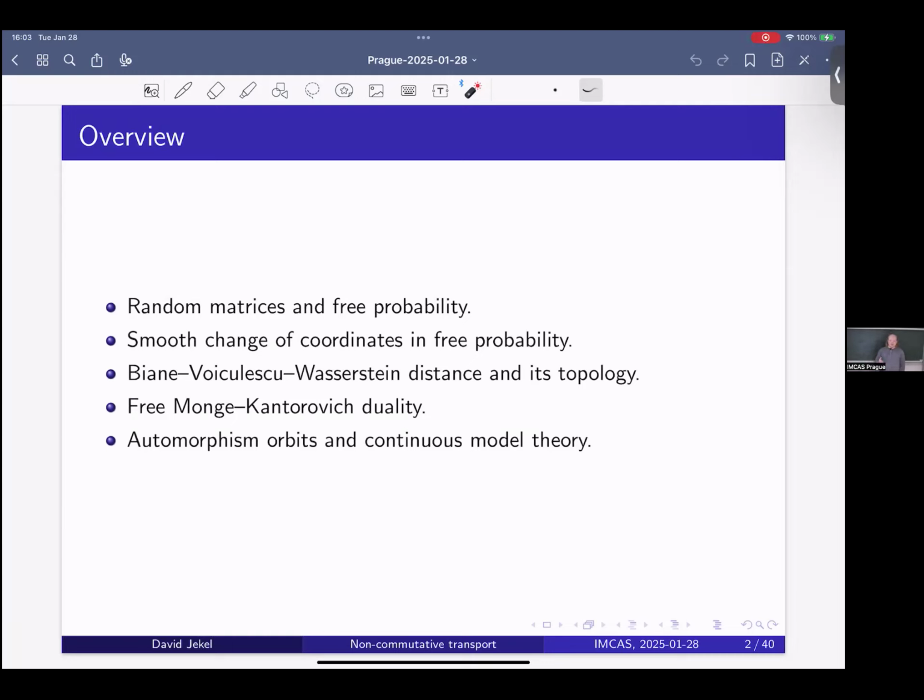And this was also mentioned in the pre-seminar. And then finally, if there's sufficient time and interest, I'll talk a little bit about how continuous model theory can be combined with this, and how in this case this Wasserstein distance will give you information about the distance between automorphism orbits in operator algebras.